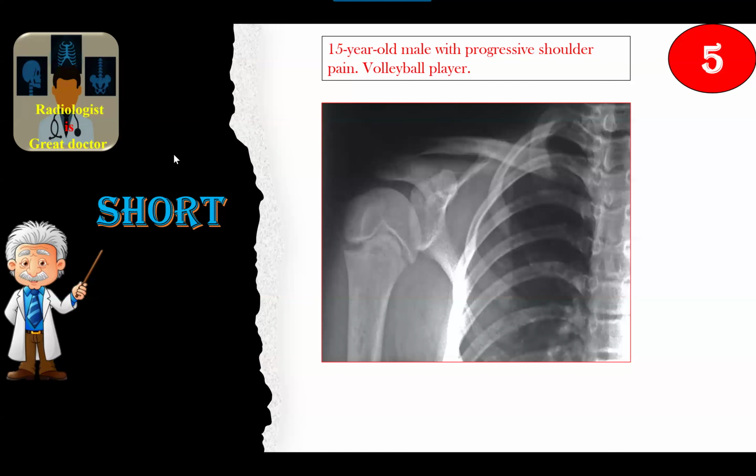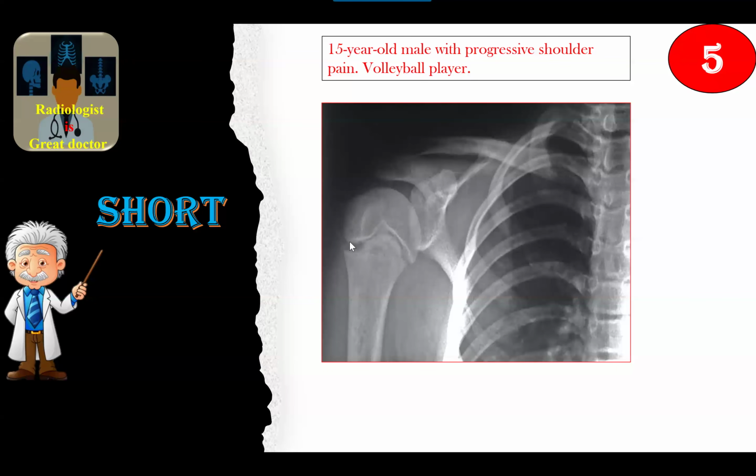Yes, it's Salter Harris, but it has a certain name. Anyone know? Little leaguers shoulder, like little leaguers elbow. We have here widened physis, no epiphyseal or metaphyseal fractures and no other fractures. The diagnosis is Salter Harris 1, like slipped capital femoral epiphysis.